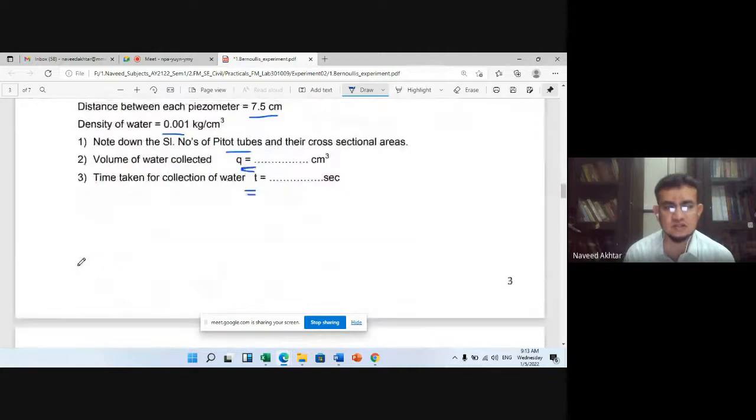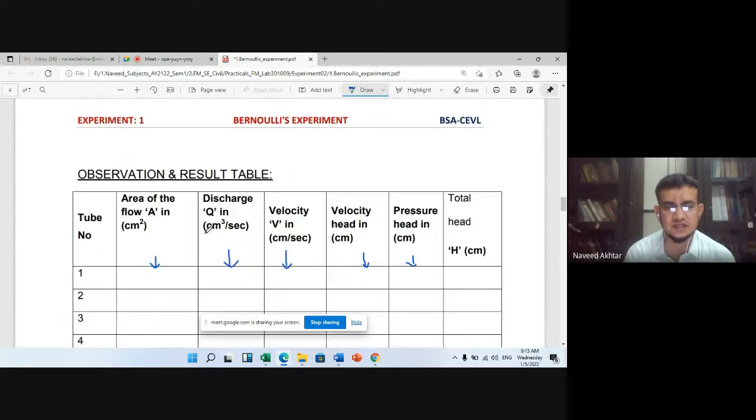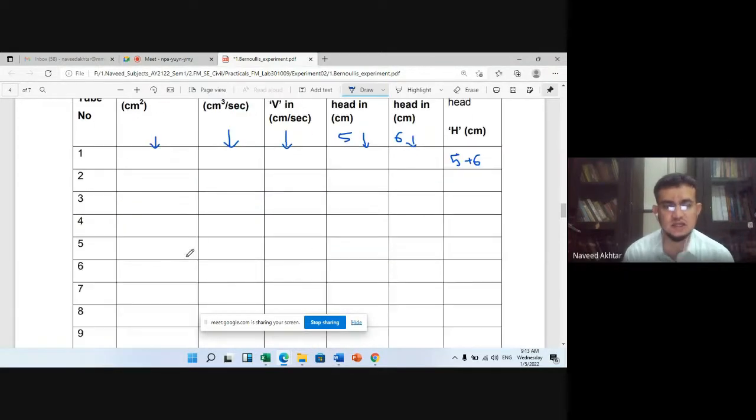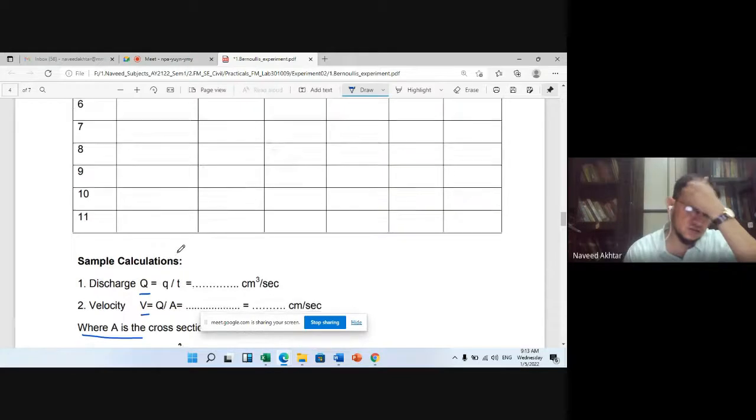So that is not varying. The total energy will be the summation of column number 5 and column number 6. Okay. So if we add 5 plus 6, that will give you the total head, because we are considering the datum head as a constant one.